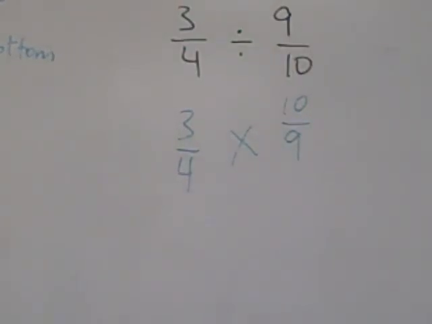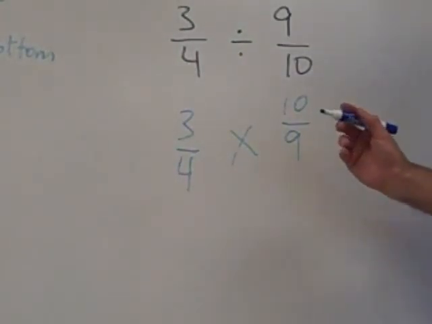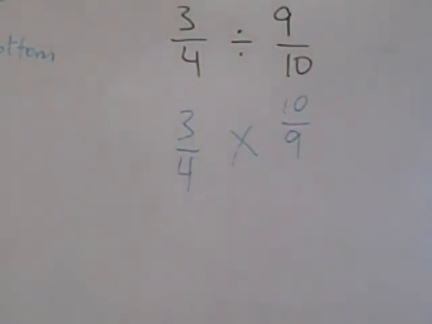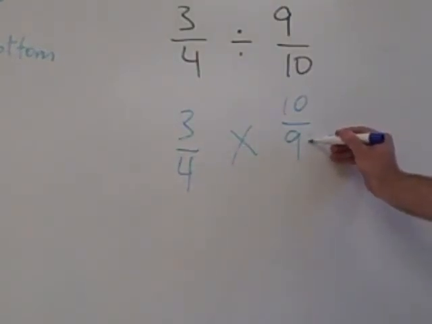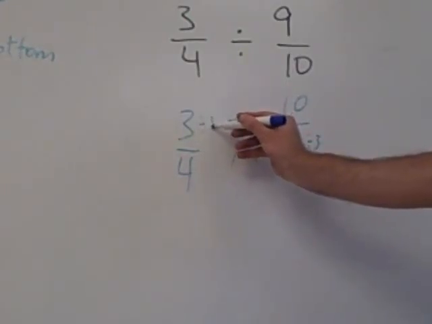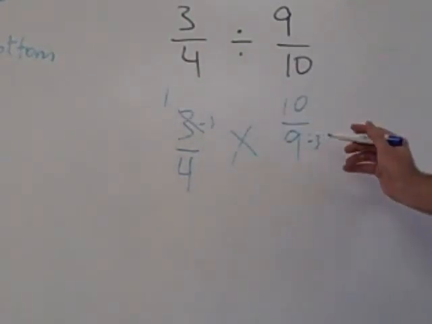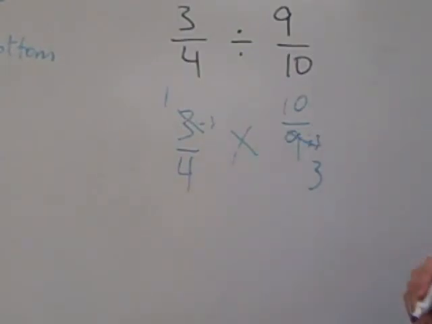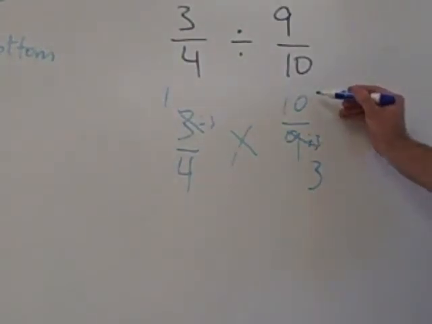And what do I do now? Just multiply, right? Or what could I do on this one? Cross simplify, right? Let's show how to do that, since you pointed out that good idea. The 9 and the 3, what do you want to take out of them? Divide by 3. What are you left with? 1 up there, 3 down there. And the 4 and the 10? You want to take the 2 out of them.